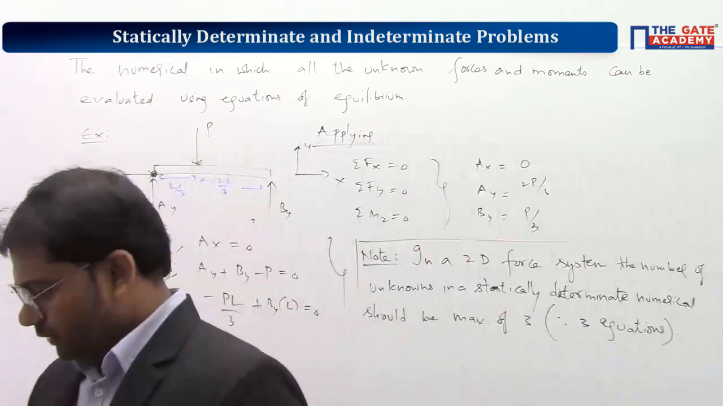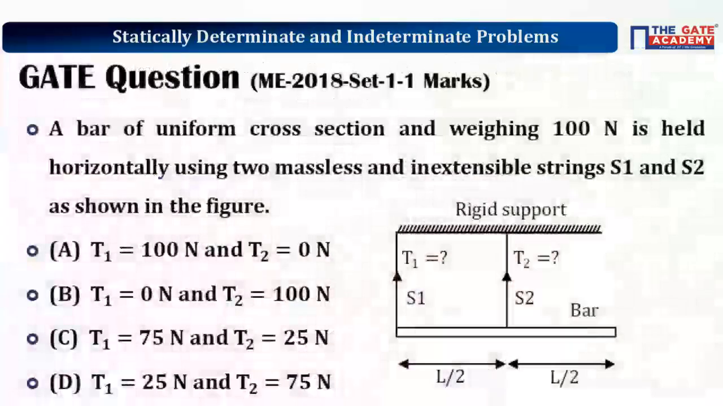Okay? So after copying, you can take this question. Very easy question. They have given a bar of uniform cross section. It has a weight of 100 Newton. So we can say that the weight is acting at the center because it's uniform cross section. So it is experiencing tensions T1 here and T2 here.